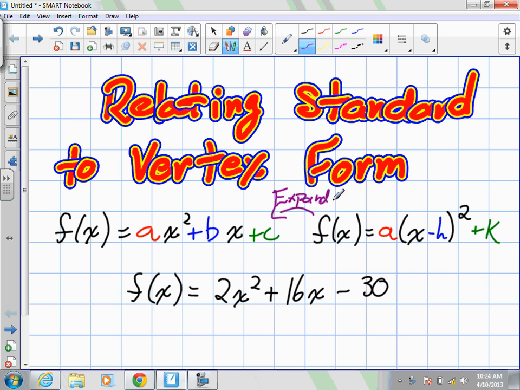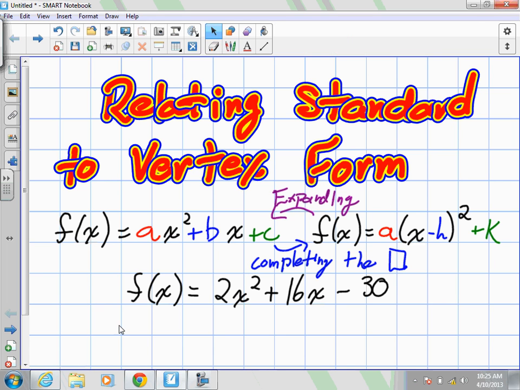Now, today, we're going to do the reverse. We're going to turn standard form into vertex form, which is a little more tricky. It's known as completing the square. And I'm just going to draw a square. Boom. Okay? So it's known as completing the square.